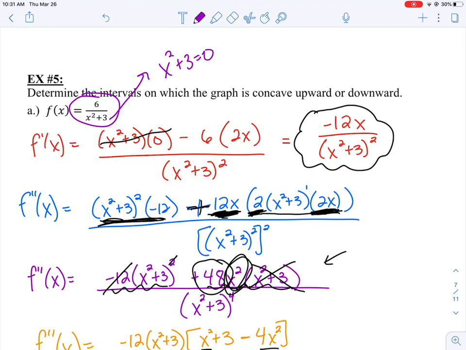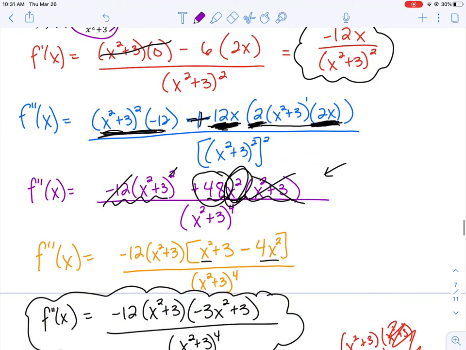So it doesn't look like there's any issues in my domain. There's no number that's going to cause that denominator to equal 0. There's no holes, there's no vertical asymptotes, so it looks like I'm good. But I probably should have double checked that at the beginning.